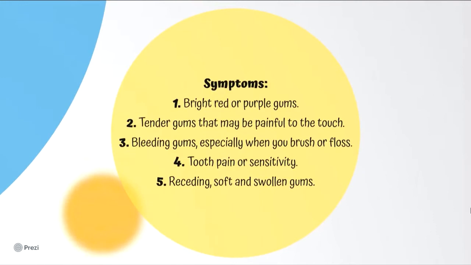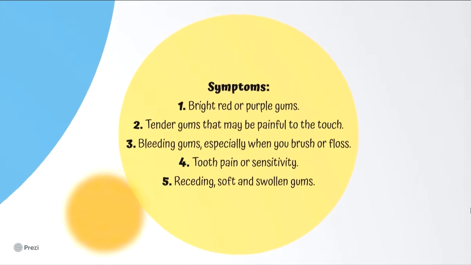Symptoms. First, bright red or purple gums. Second, tender gums that may be painful to the touch. Third, bleeding gums, especially when you brush or floss. Fourth, tooth pain or sensitivity, especially when teeth are exposed to hot or cold foods or beverages. Fifth, receding, soft, and swollen gums.